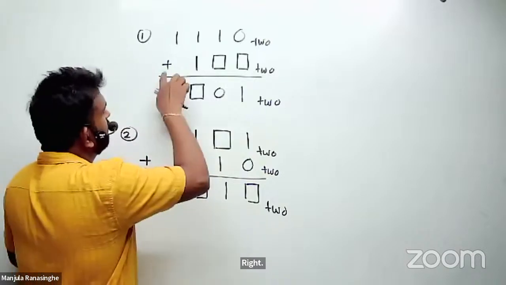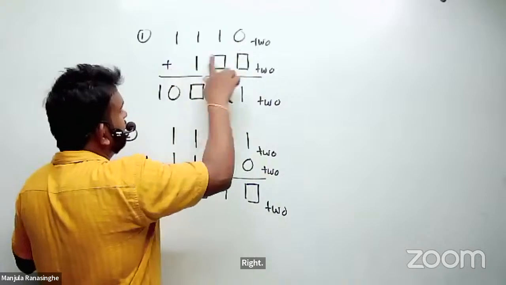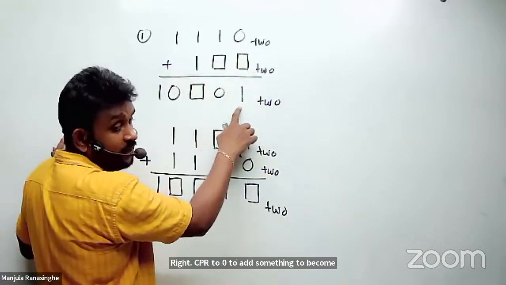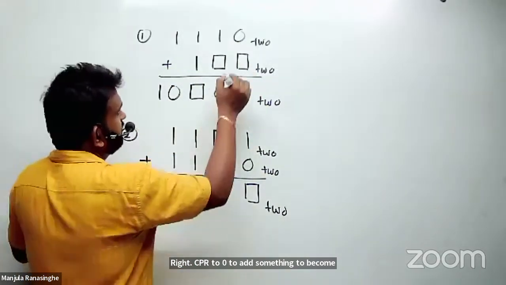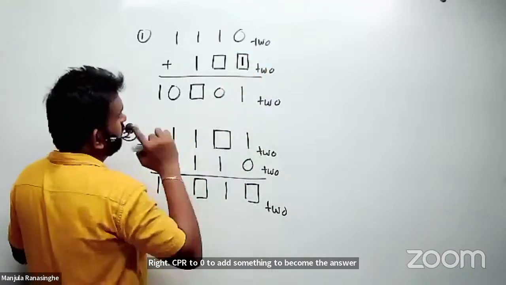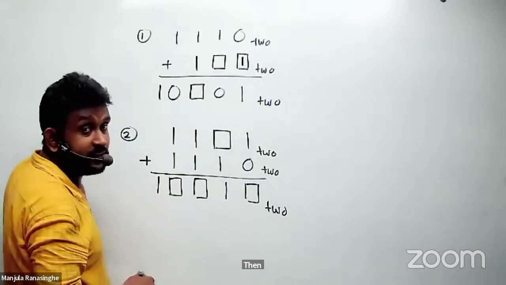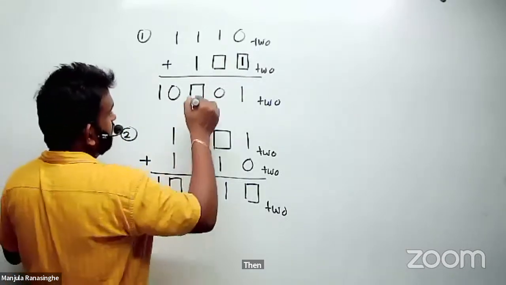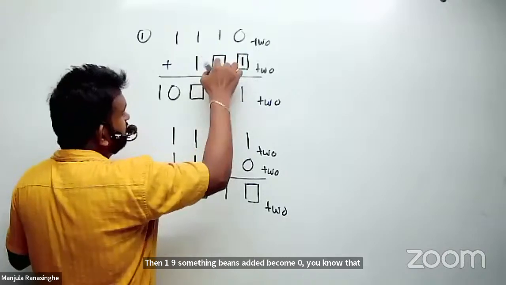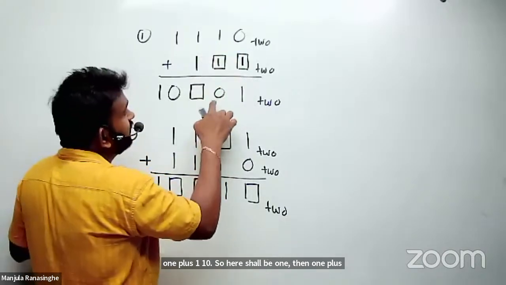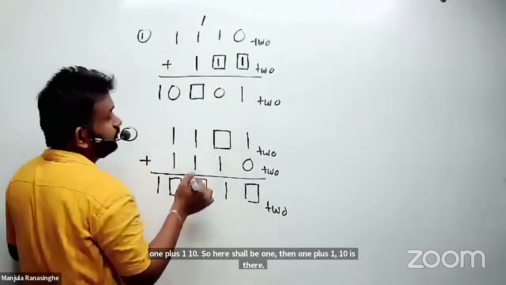See there, 0 to add something to become the answer 1. So what you put there is 1. Then 1 and something being added becomes 0. You know that 1 plus 1 is 10. So here shall be 1. Then 1 plus 1 is 10. 0 is there, then 1 carries to the other side.